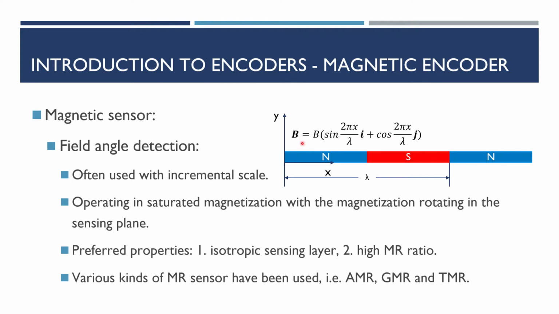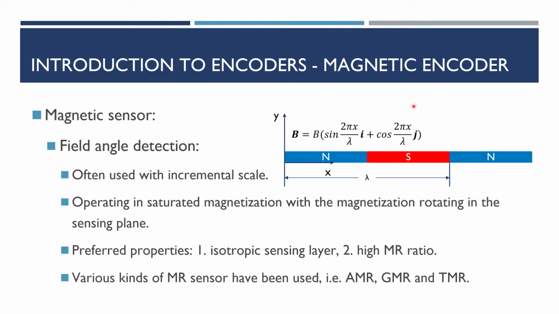And for the field angle detection sensor, it is usually used with an incremental scale that has alternating north pole and south pole as shown in the figure. So this scale will provide a field that is a vector and its x and y components are in the form of sinusoids, with the 2 components orthogonal to each other. So we have a sine term for the x field and a cosine term for the y field. So when an MR element is moving along the x direction, the magnetization direction in the sensing layer of the MR element will change with the field angle and result in a sinusoidal resistance change.